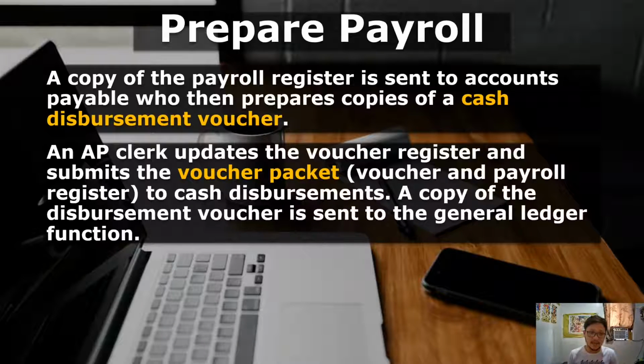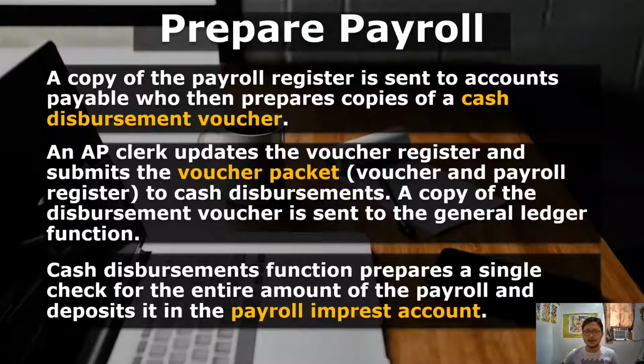So, voucher packet again, that is the disbursement voucher and the payroll register. Dalawang document naka-staple. And then, a copy of the disbursement voucher is sent to the general ledger function. This is for independent verification later by the general ledger department. So, after that is done, cash disbursement will prepare a single check for the entire amount of the payroll and deposit it in the payroll impressed fund. So, ano yun? Each employee's pay will be totaled and that total will be included in a single check to be deposited in the payroll account of the company.